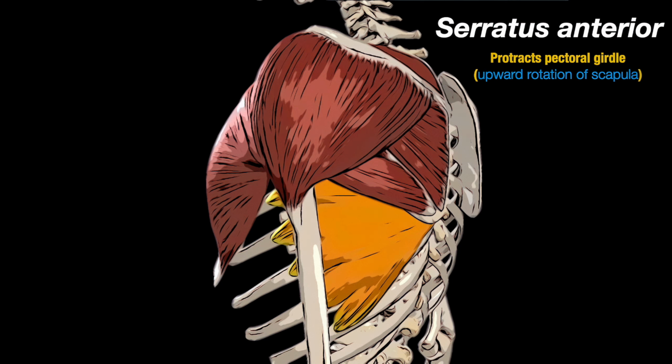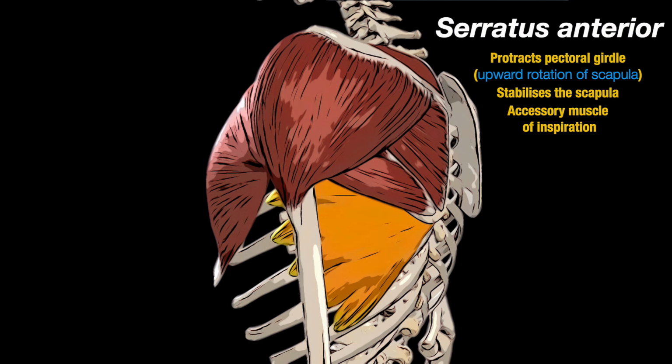It protracts the pectoral girdle at the acromioclavicular and the sternoclavicular joints. It upwardly rotates the pectoral girdle at the sternoclavicular and acromioclavicular joints, and it helps to stabilize the scapula against the thoracic wall. It can act as an accessory muscle of inspiration. Because the serratus anterior muscle is used when punching, it is also known as the boxer's muscle.